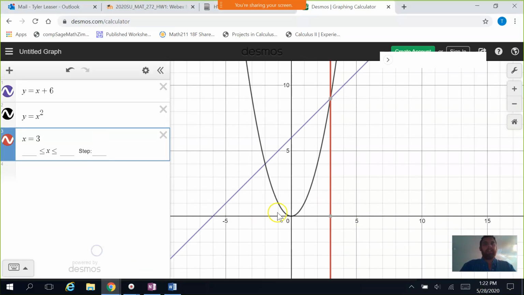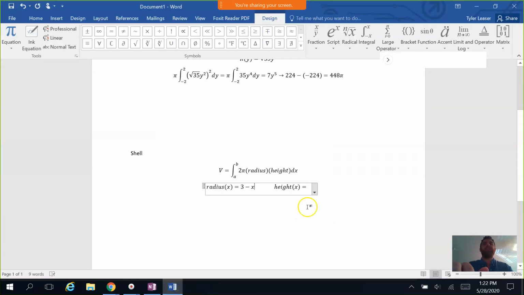The height of the cylinders are going to go from the diagonal line down to the parabola. That distance we get just by subtracting those two values. So my height is going to be the diagonal line, which was x plus 6, minus the parabola, which was x squared. And then we can simplify that down to be negative x squared plus x plus 6.